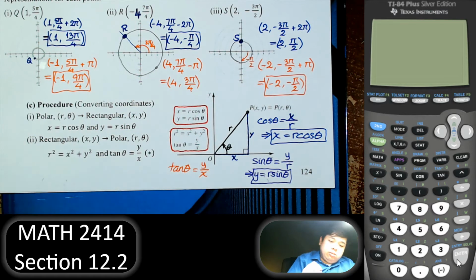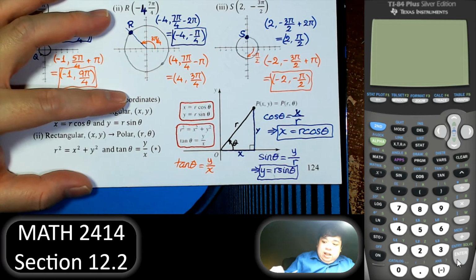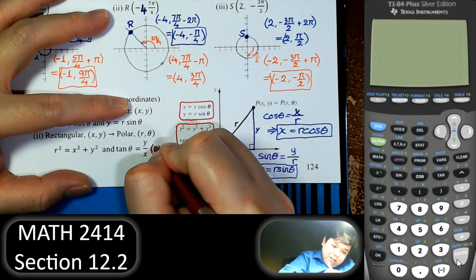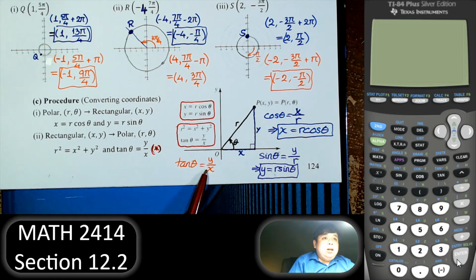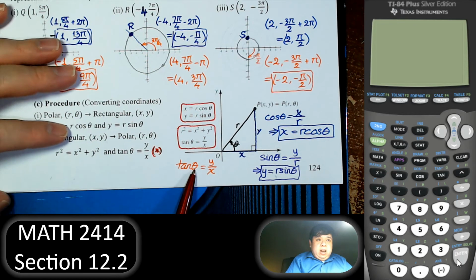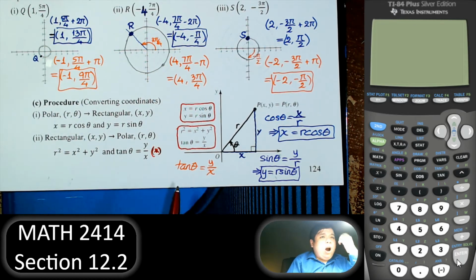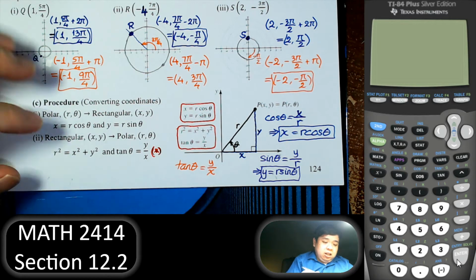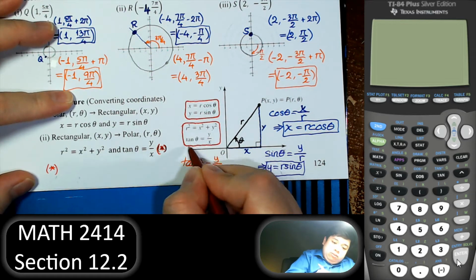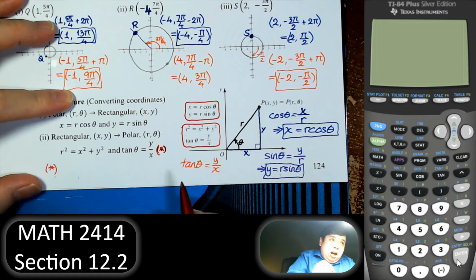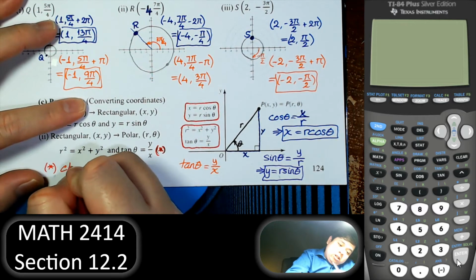Just one thing though. There's the asterisk here. Whenever we do this, remember, tangent of theta is y over x. So y over x, both of them could be negative. In that case, that's the same as y over x. So the asterisk there is, whenever we're using this one to find theta, make sure we check the quadrant.